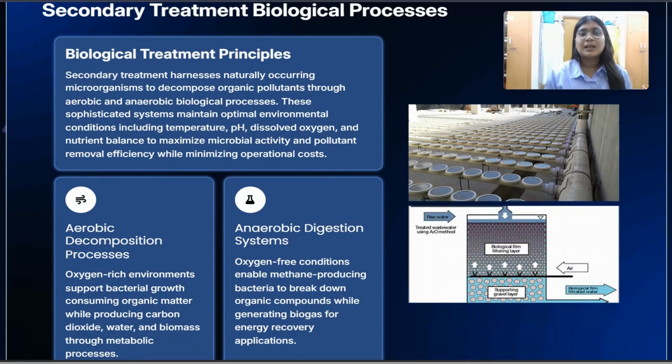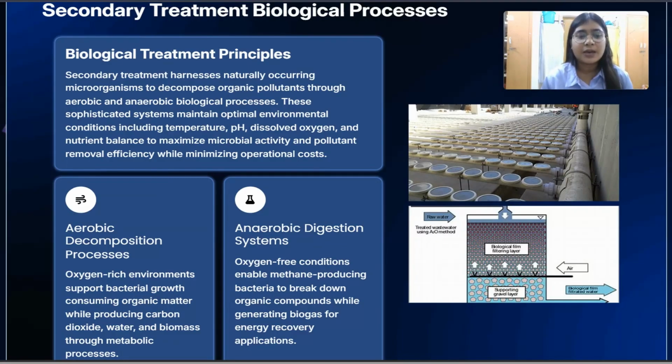In biological treatment principles, what is the principle of biological treatment? Secondary biological treatment harnesses naturally occurring microorganisms to decompose organic pollutants through aerobic and anaerobic conditions. This sophisticated system maintains optimal temperature, optimal pH, and optimal biochemical oxygen demand rate, and it helps to clean the water and make the water potable. Using aerobic and anaerobic microorganisms minimizes the operational cost of the treatment.